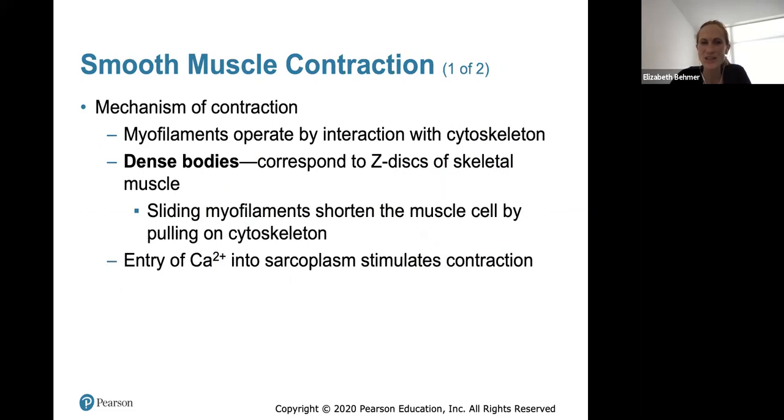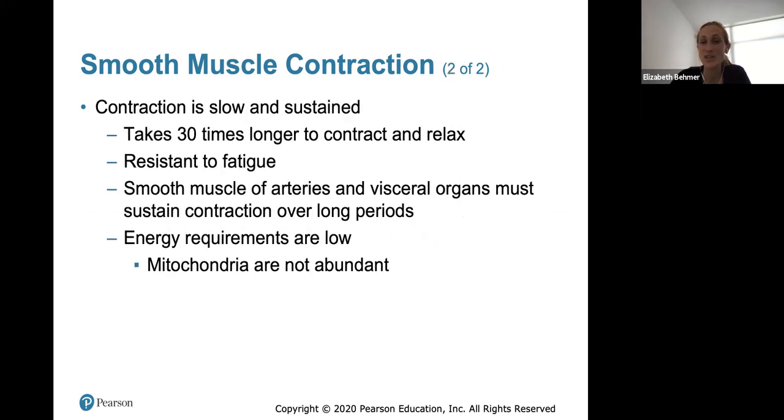Smooth muscle contraction: the mechanism of contraction is similar, where you have myofilaments sliding past each other by pulling on their cytoskeleton. Calcium is needed from the sarcoplasm to stimulate contraction. Contraction is slow and sustained. It takes about 30 times longer to contract and relax, which makes it very resistant to fatigue. And this is good because energy requirements are low. Mitochondria are not abundant because a lot of your smooth muscles in the GI tract need to constantly be working to pass their food along.